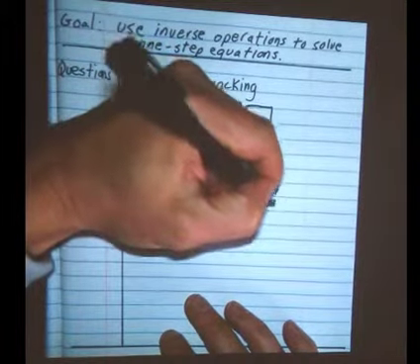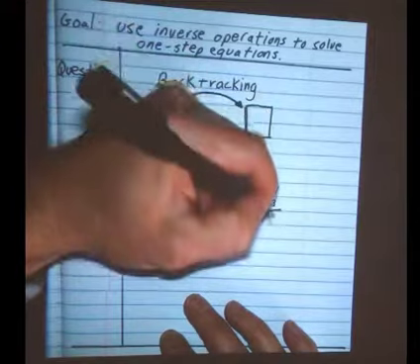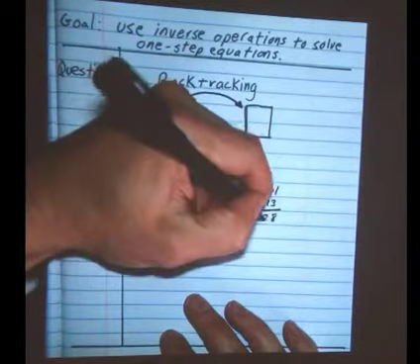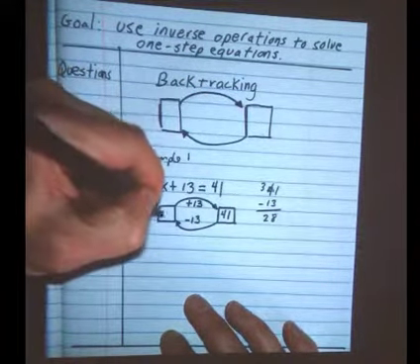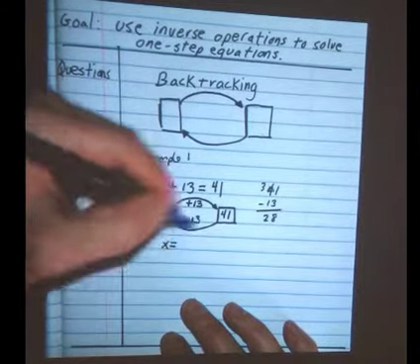So over on the side we can do our computation. 41 minus 13 is 28. So the mystery number is 28. So we write x is equal to 28.